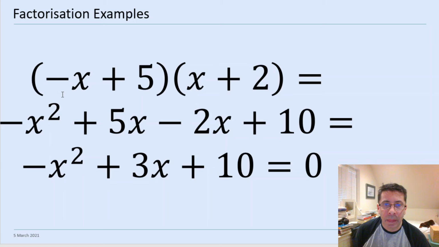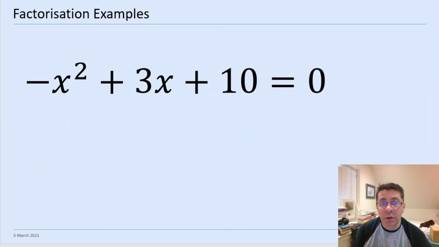Let's look at this. So minus x times x is minus x squared. 5 times x gives us 5x. Minus x times 2 gives us minus 2x. And then 5 times 2 gives us 10. Phew, and then to simplify we go plus 5x minus 2x is plus 3x. So we end up with minus x squared plus 3x plus 10 equals 0, which is what we were looking for.